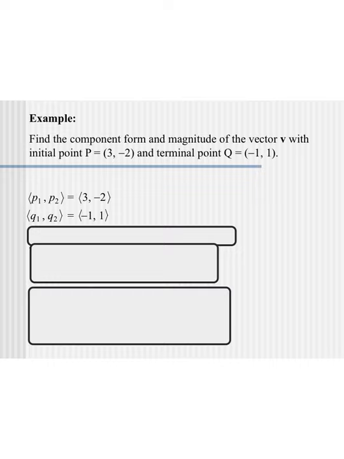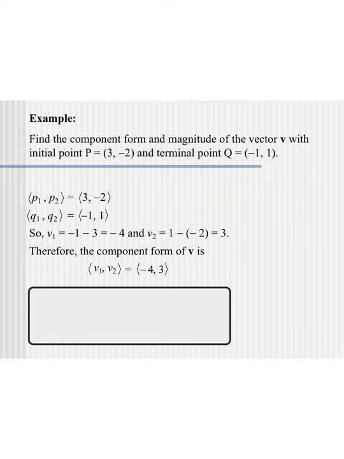If we want to go ahead and use these to find our component form for our vector, we're going to be subtracting appropriate components. So to find V1, my x coordinate, we're going to do negative 1 minus 3, which is again Q1 minus P1, getting us negative 4. And then to find our V2, which will be your y component, we're going to do 1 minus a negative 2, which ends up being 3. So now that I have the appropriate values, I can go ahead and write this as a vector using my component form. We have V1, V2 is the vector negative 4, 3. Again, don't forget we have our angled brackets there.